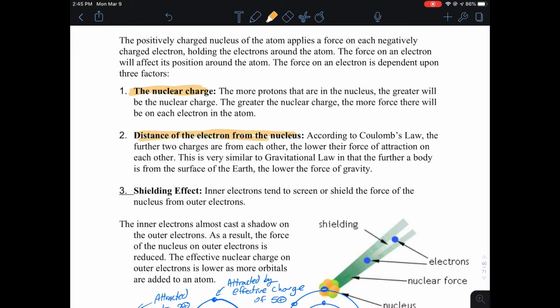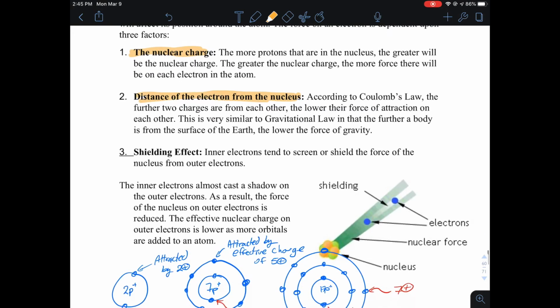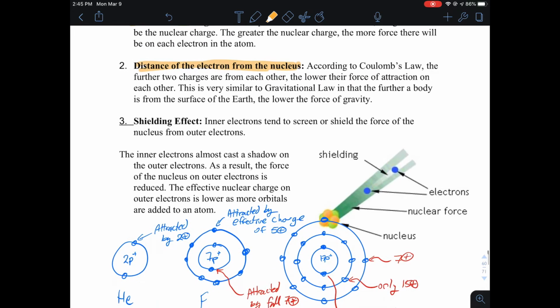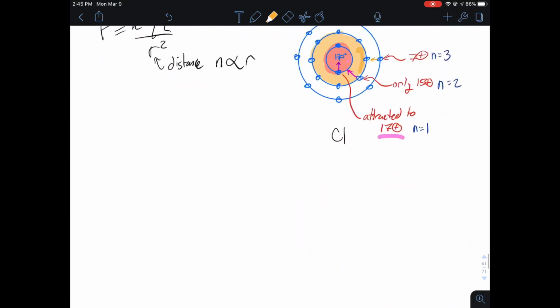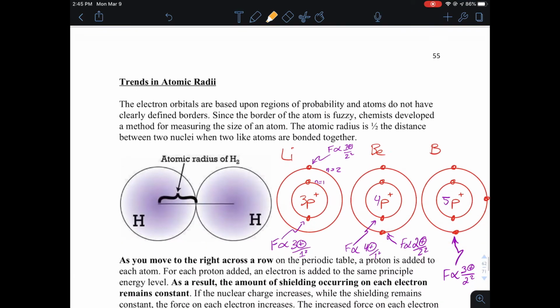The distance of the electron from the nucleus, right? According to Coulomb's law, the further two charges are from each other, the lower their force of attraction on each other, similar to the gravitational law. And then we have the shielding effect, which we just described.